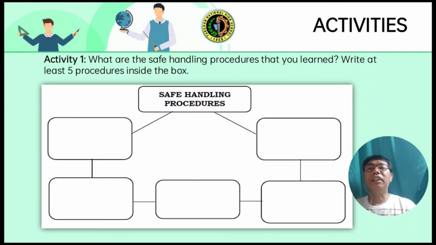Okay, let's go to activities. Activity number 1. What are the safe handling procedures that you learned? Write at least 5 procedures inside the box. Okay, on the top, we have here the safe handling procedures. So, what are the safe handling procedures? You write it inside the box.